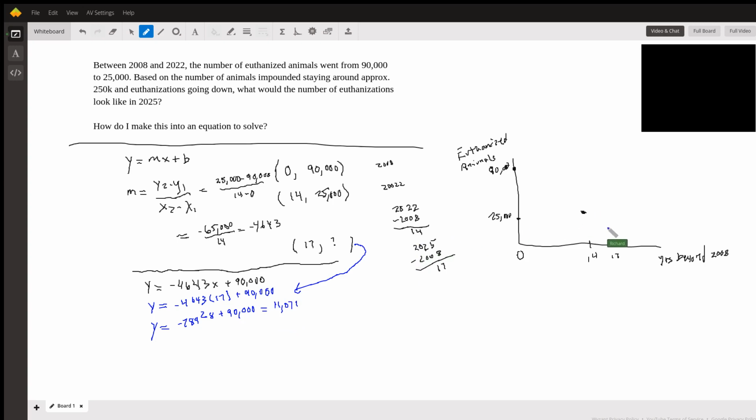But now we can put this one in here. And you can see how nice it is to have a graph. And although I couldn't draw it to scale exactly, you can see it makes sense, right? This is really looking like a pretty straight line down. And so that's our prediction for 2025, which is 17 years from the starting date of 2008.